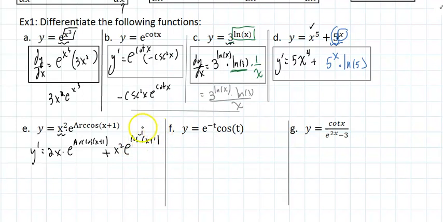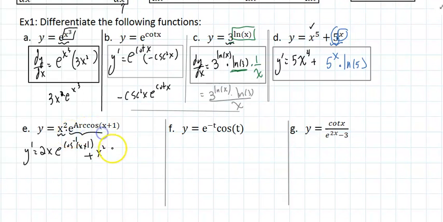I'm running out of space. Okay, let me redo that part really quick. So y prime is going to be 2x times e to the inverse cosine of x plus 1, plus x squared times, since the derivative of an exponential is the exponential, times, by the chain rule, the derivative of arc cosine, which is negative 1 over the square root of 1 minus (x plus 1) squared. And again, that is a fine answer.